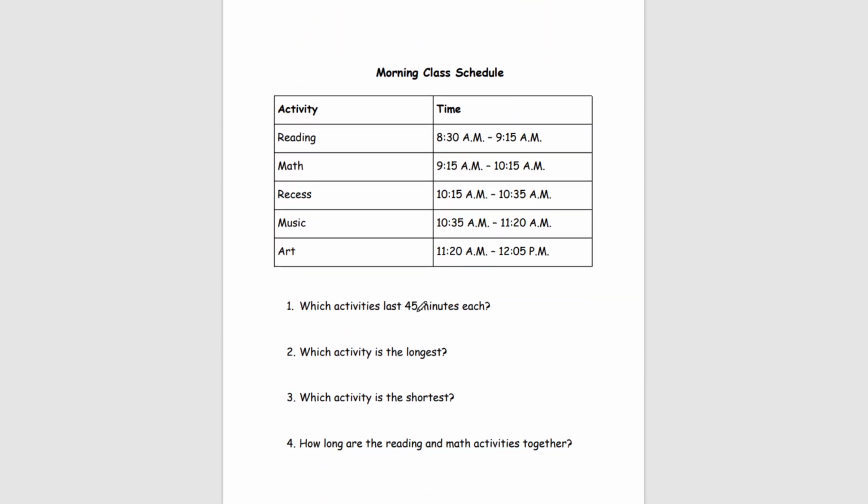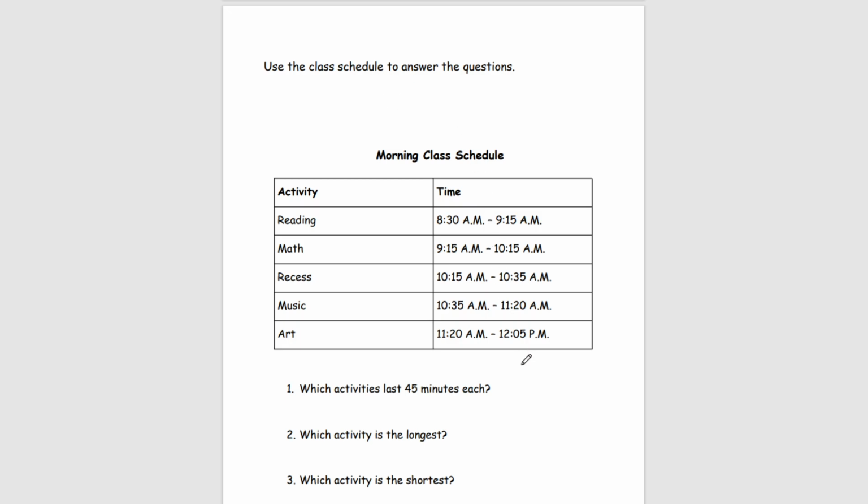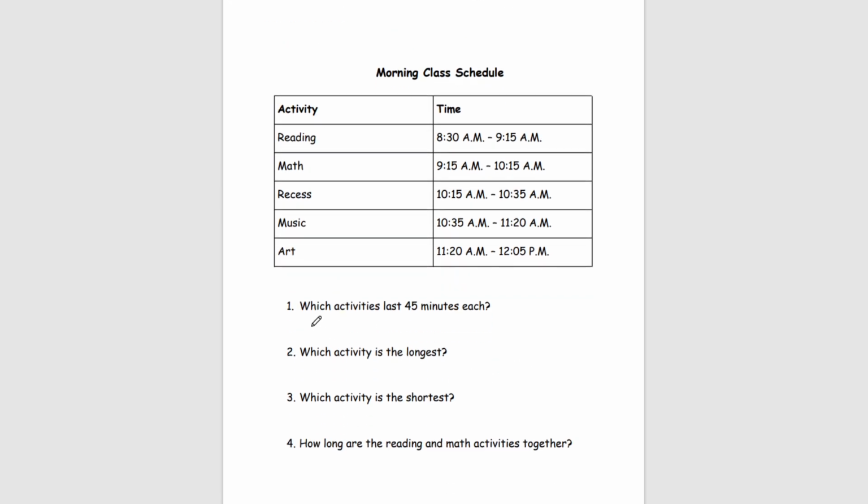For this next page, we'll be using the class schedule to answer the questions. And so, number 1 asks, which activities last 45 minutes each? So looking at this, 8:30 to 9:15 a.m. That means that from 8:30 to 9, there are 30 minutes that pass, and then from 9 to 9:15, there are 15 minutes. Add these together, and we get 45 minutes. So we know that reading is one of them.